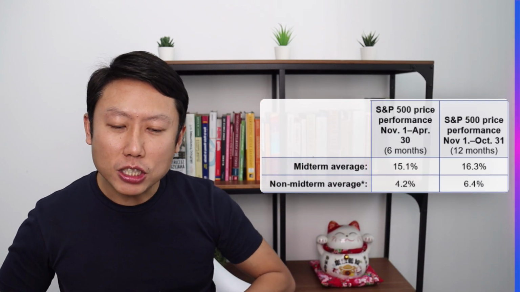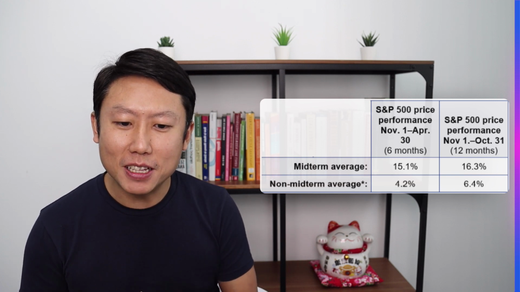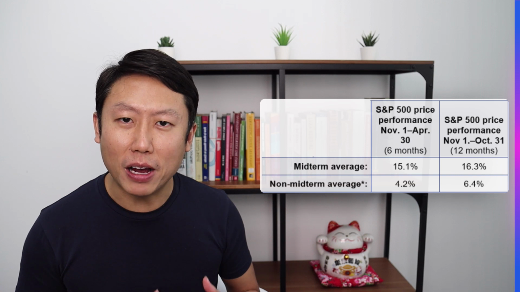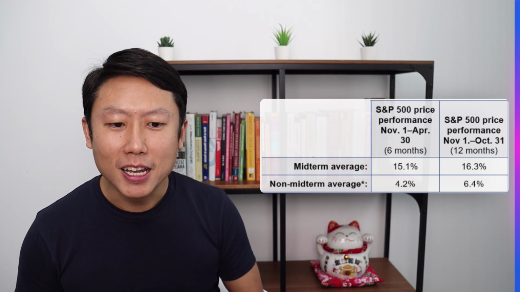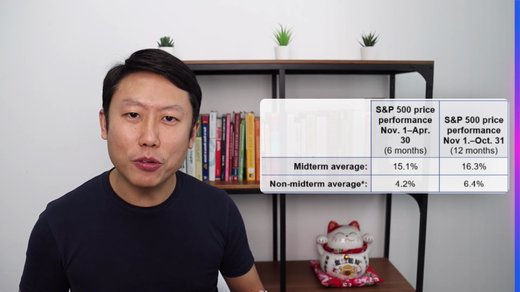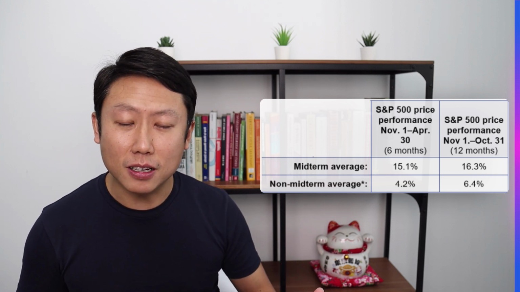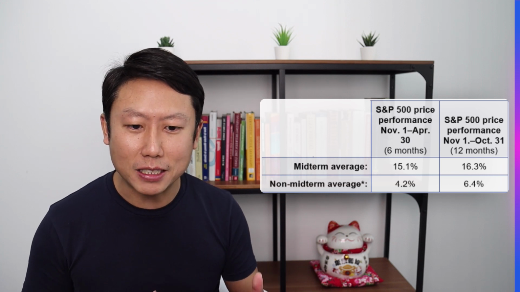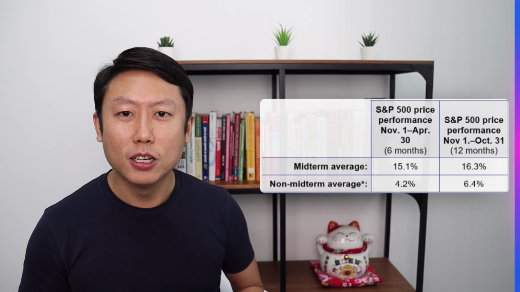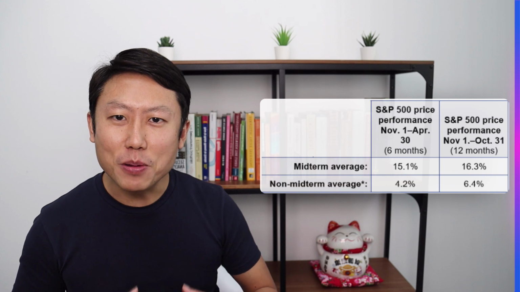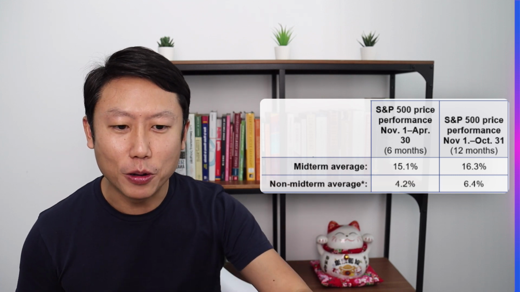And not only that, if we stretch it to 6 months and 12 months after the election, the results are even better. You can see that if it's a midterm year, over a 6-month period after the midterms, you will get 15.1% versus 4.2% over a non-midterm year. And if you stretch it to 12 months, you will get 16.3% for a midterm and then 6.4% for a non-midterm. So there is again a very big performance difference, right? Looking at 6 months, it's a 3 times difference, and looking at 12 months it's more than 2 times difference. So this outperformance over those 3-month, 6-month, 12-month periods is not a fluke. Okay, so there is something going on with this midterm election and the stock market.